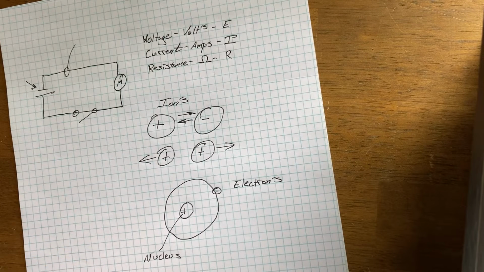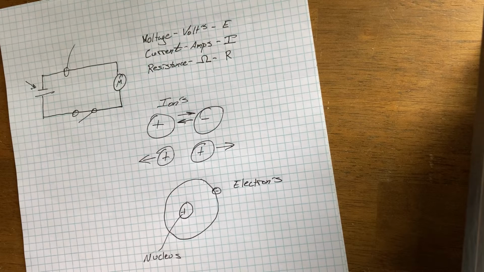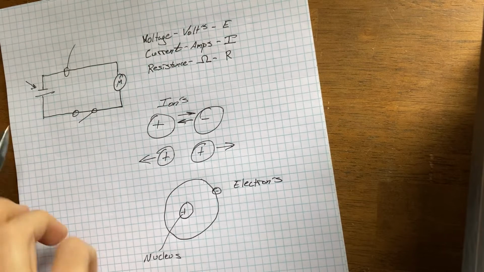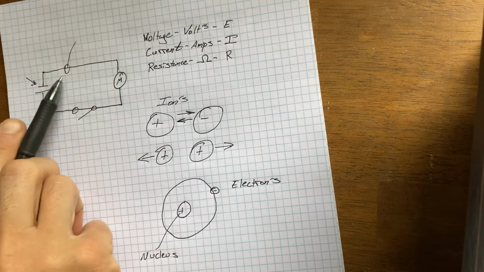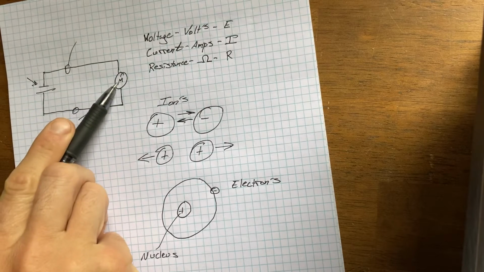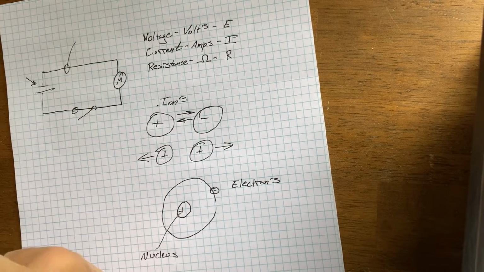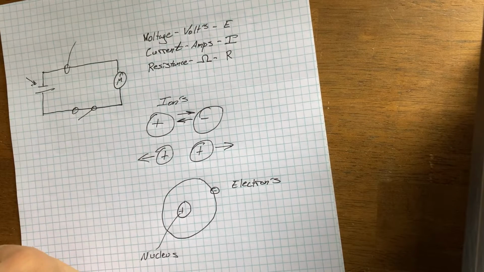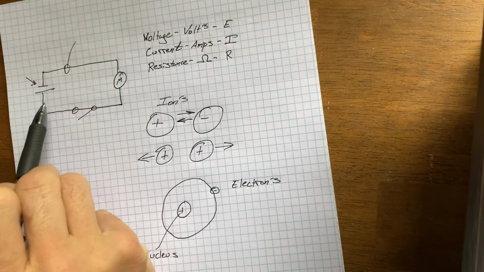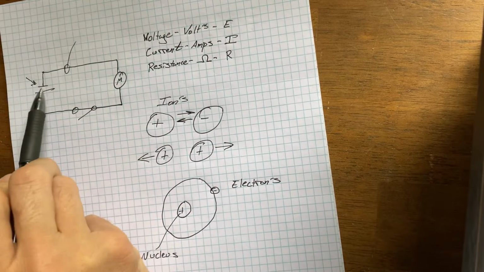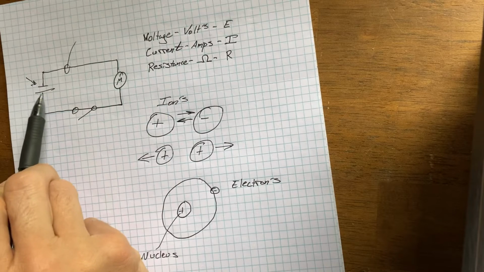So, starting off talking about an electrical circuit, anytime you have an electrical circuit, there are three basic components that you need to have. You need to have a voltage source, you need to have a conductor, and you need to have a load, something that's going to use the electricity. Could be a light bulb, could be a motor, could be anything.